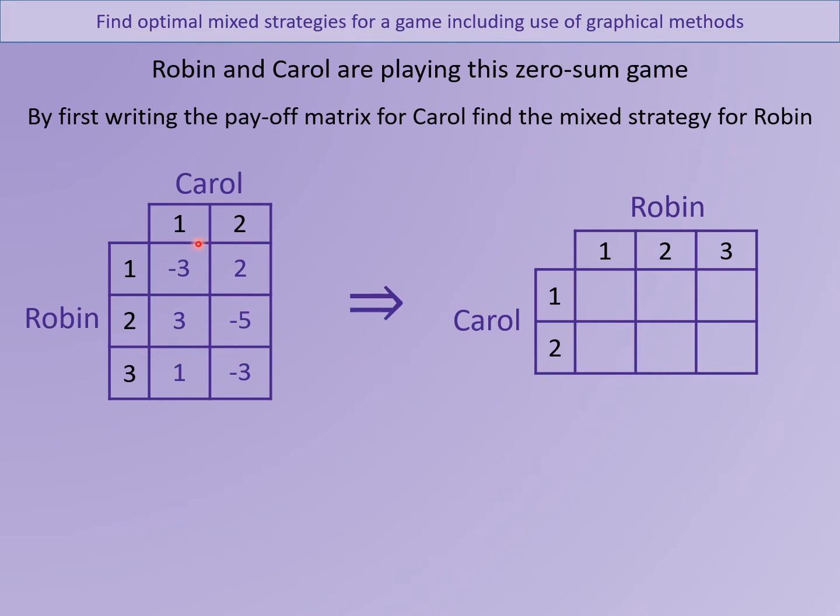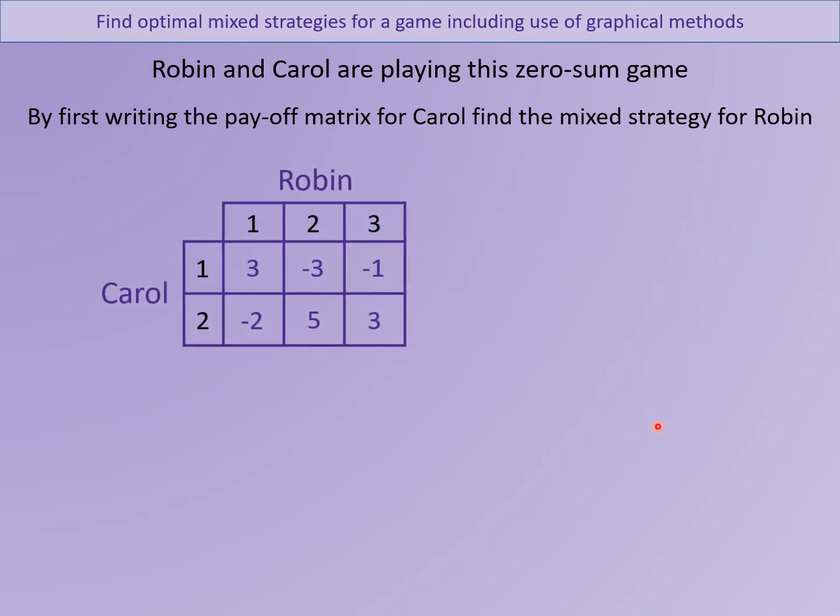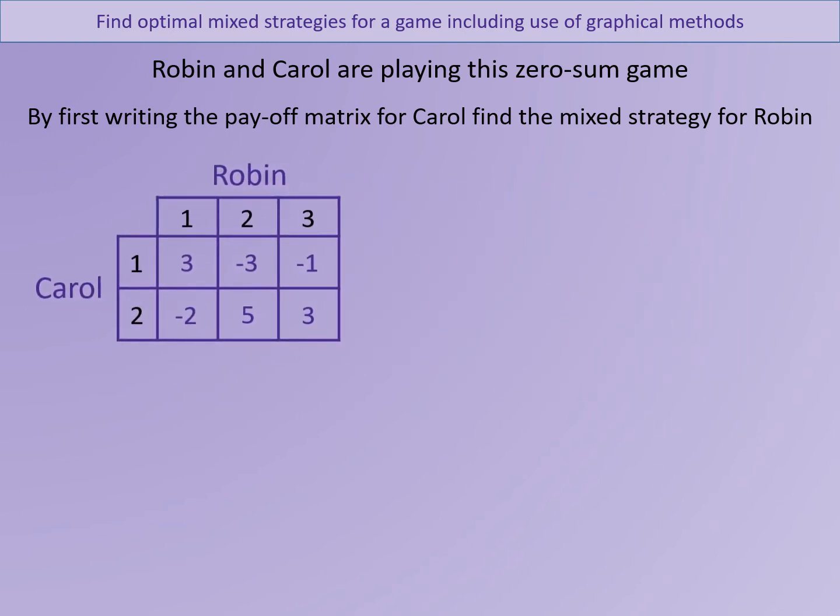So before, Carol's -3 was Carol winning 3. So this time, that should be +3. This -3 here is Carol losing 3. So when you write the grid the other way round, this is -3 and so on. -1, 2, -2, +5, +3. So there's the matrix for the game, the zero-sum game from Carol's point of view. We need to remember that when it comes to the value of the game.